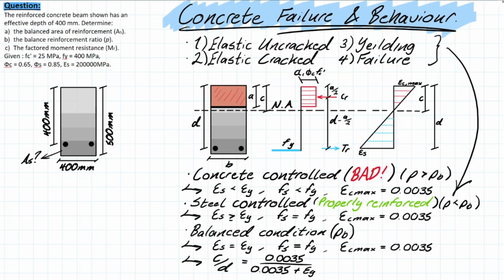So the first phase that we're going to be looking at is the elastic uncracked. This is pretty much the initial loading of the beam where our member is not going to experience any cracking yet. So that is going to be a very, very minimal load. Once we go past that initial loading, we're going to be entering the second phase, which is elastic cracked.